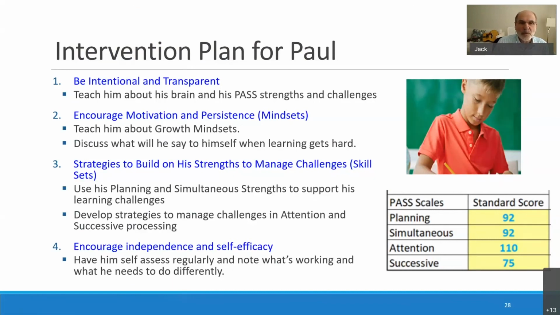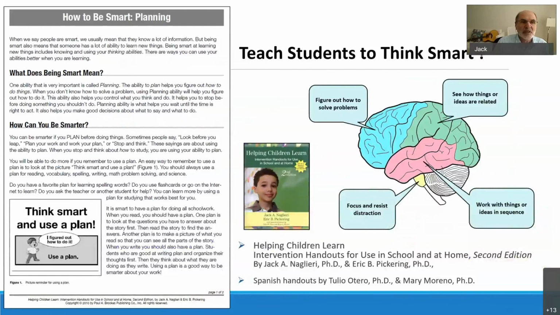And the way that we're going to do that is we're going to first tell the student, think smart and use a plan. And you can show them a picture of a brain and talk about the different parts of the brain. Kids get that. Look at this. Figure out how to solve problems, see how things go together or are related, work with things in sequence, focus and resist distraction. I mean, kids get that. So think smart and use a plan.